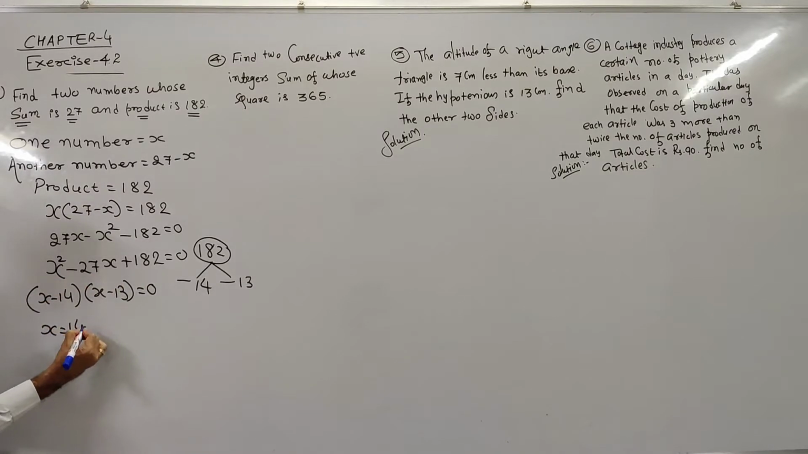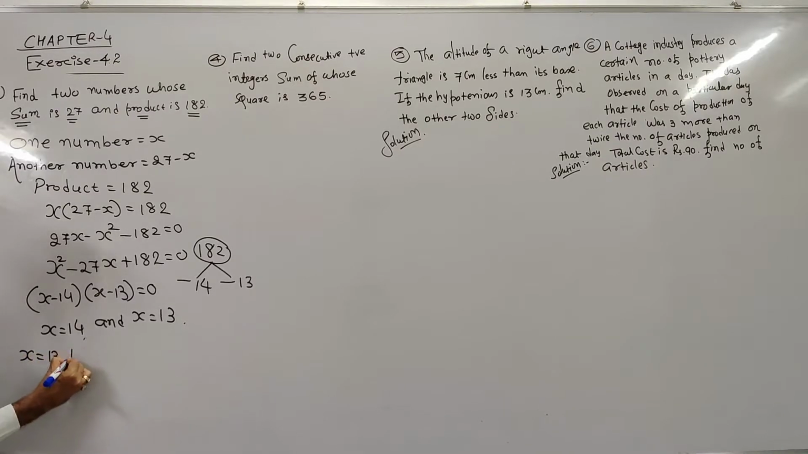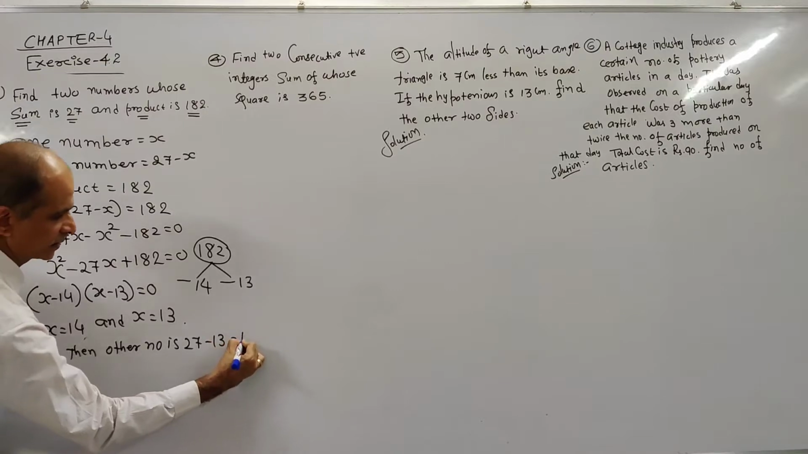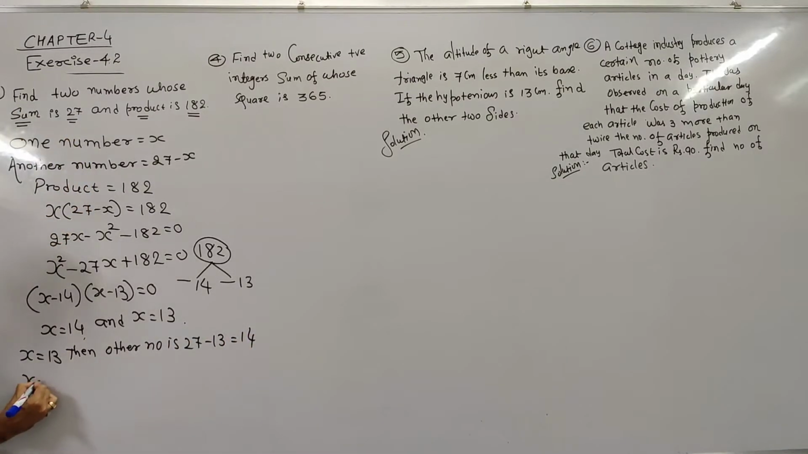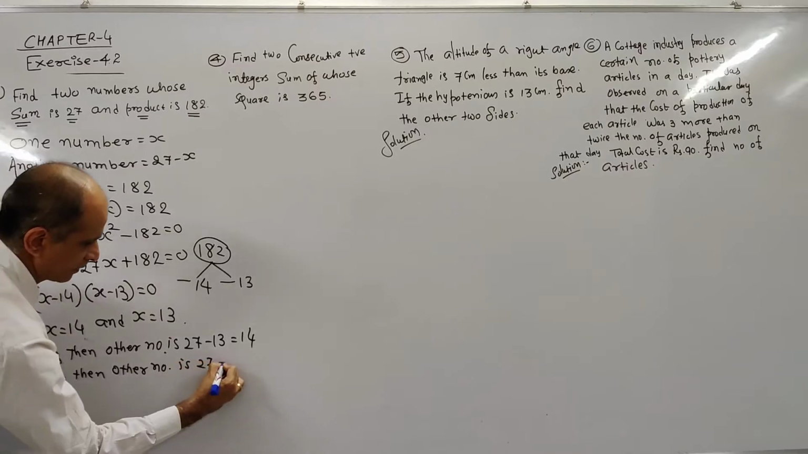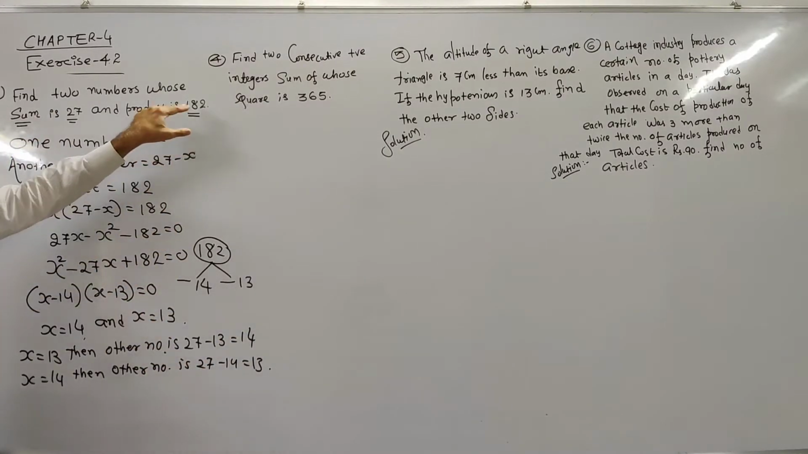Therefore x is equal to 14 and x is equal to 13. Now we have to find out the 2 numbers. Suppose one number x is equal to 13, then the other number is 27 minus 13 is equal to 14. If one number is 14, then the other number is 27 minus 14 is equal to 13. So if you add these two, again you get 27. If you multiply these two, you get 182.